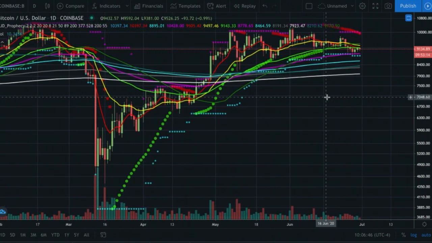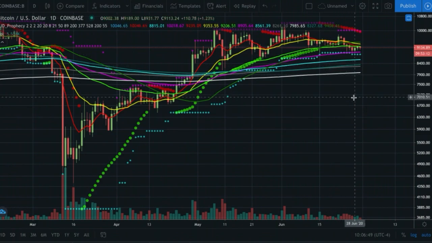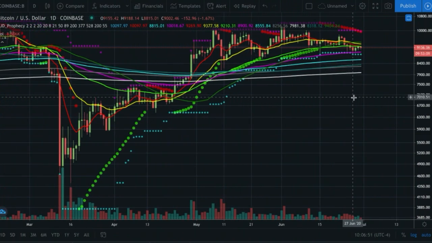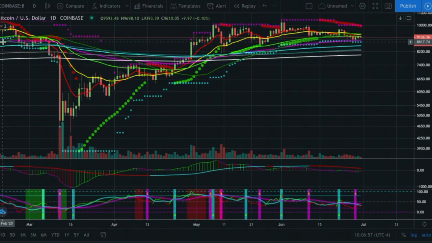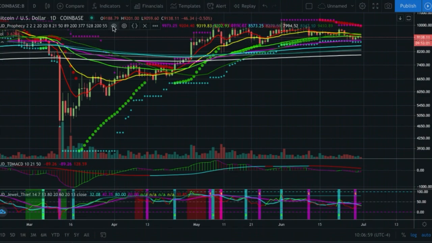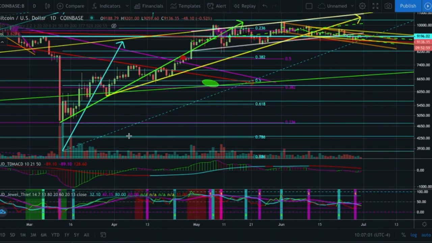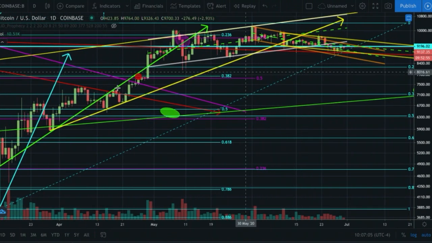So that's why the multiples and fib numbers are so important to use. But now, I'm going to turn off this tool, and then I'm going to turn on the drawing tools, and I just want to talk slightly about this. So we have been heading up in this pattern here.